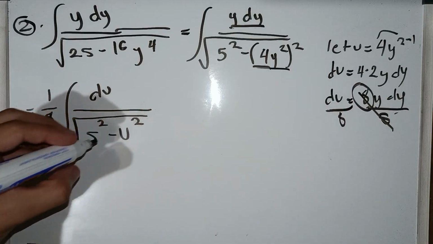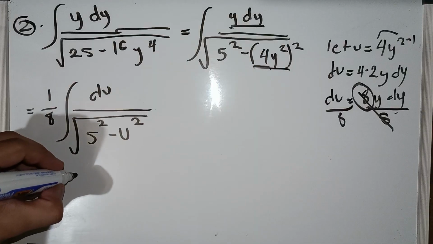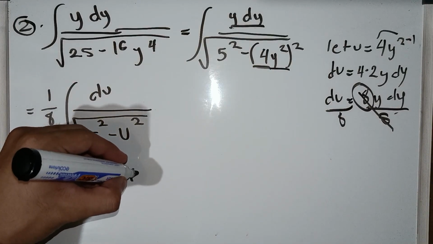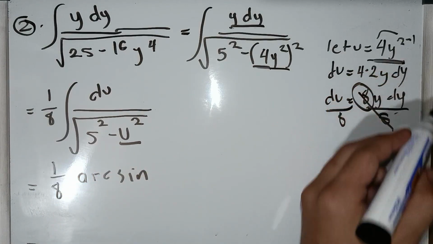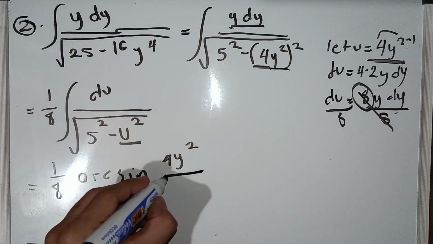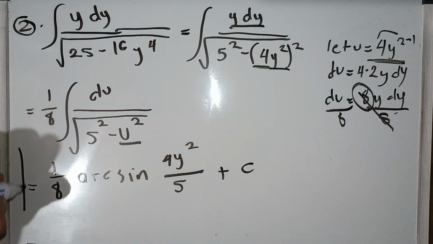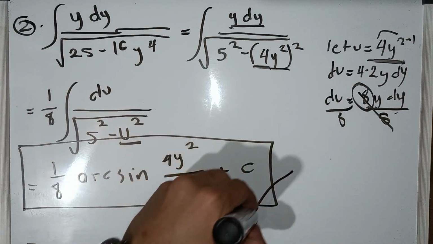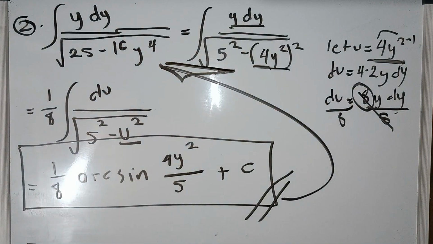We can now integrate this function: 1 over 8 arcsine, and our u is equal to 4y squared, so 4y squared all over our a, which is 5, plus c. So this is the integral we get for our problem, the integral of y dy over the square root of 25 minus 16y to the 4th.